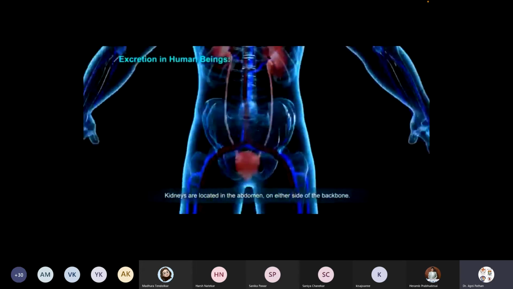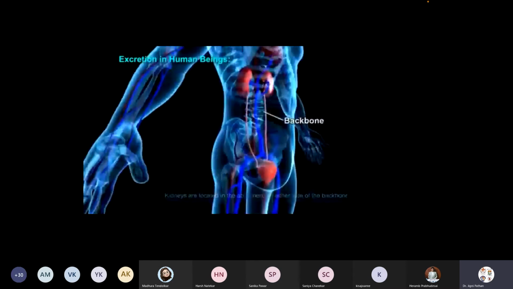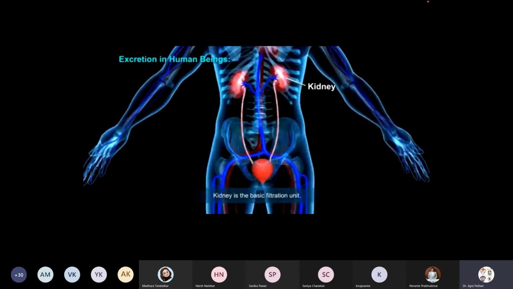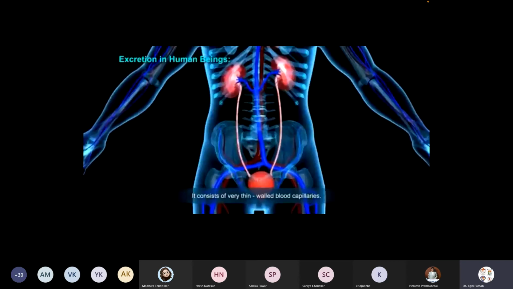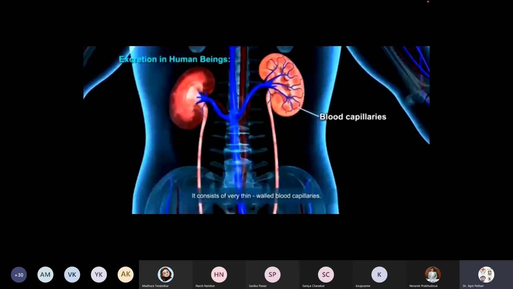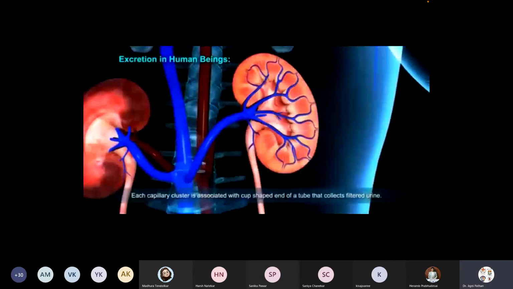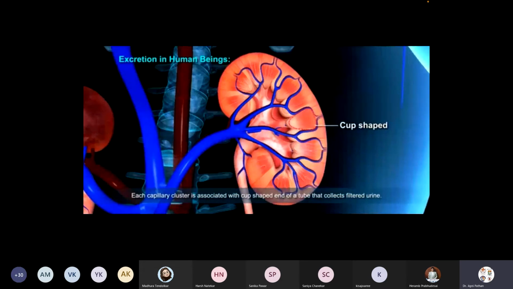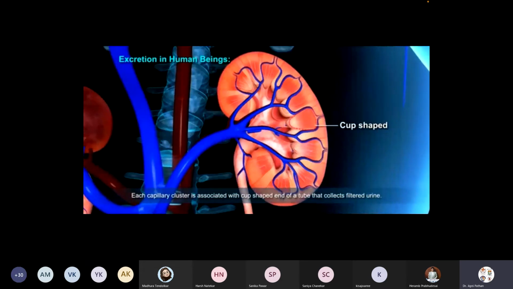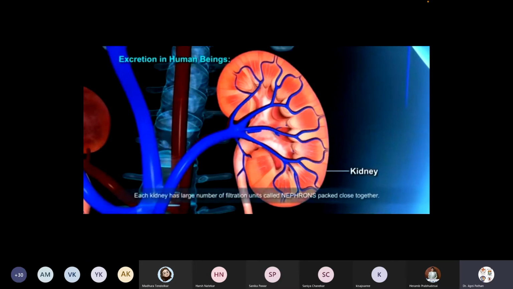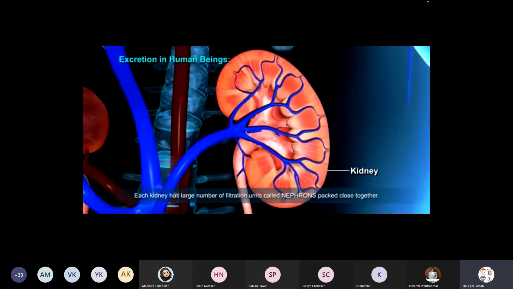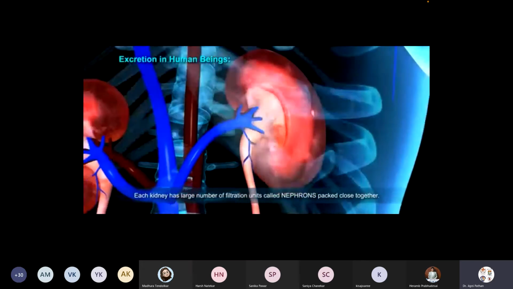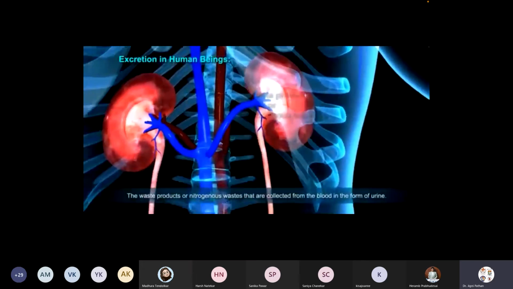Kidneys are located in the abdomen on either side of the backbone. Kidney is a basic filtration unit. It consists of very thin-walled blood capillaries. Each capillary cluster is associated with the cup-shaped end of a tube that collects filtered urine. Each kidney has a large number of filtration units called nephrons packed close together.